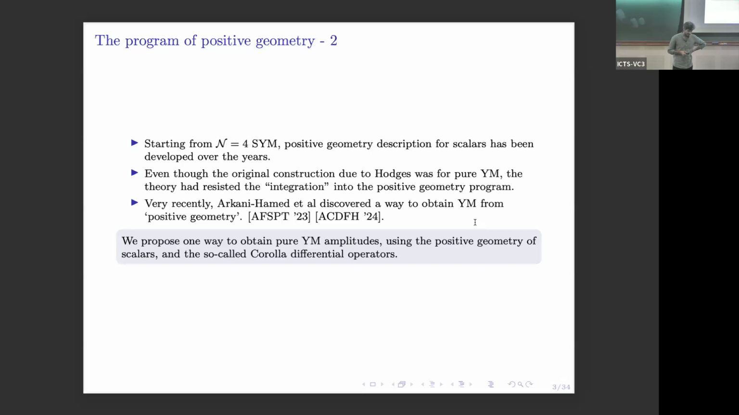What that means is that, starting from some ideas, can you get the Yang-Mills amplitudes? Not some particular amplitudes, not just MHV or NMHV, can you get all amplitudes? This question didn't have a very good answer till last year, and very recently Arkani-Hamed et al. discovered one way to get Yang-Mills from positive geometry. There have been a lot of papers around December and after that, and we proposed another way to obtain pure Yang-Mills amplitudes, with no stringy deformation, no supersymmetry, using the positive geometry of scalars and the so-called Corolla differential operators. We'll talk about that.